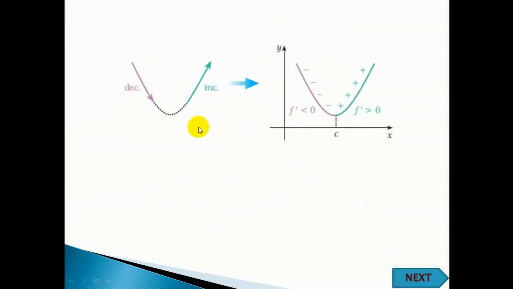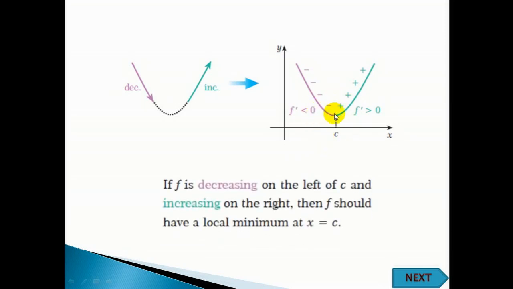How about this one? This one decreases on the left side and increases on the right side. Because it decreases, the first derivative is less than 0, and then it increases, meaning the first derivative is more than 0. From here we have c, so at c there is a local minimum. This function has a local minimum at x equals c.